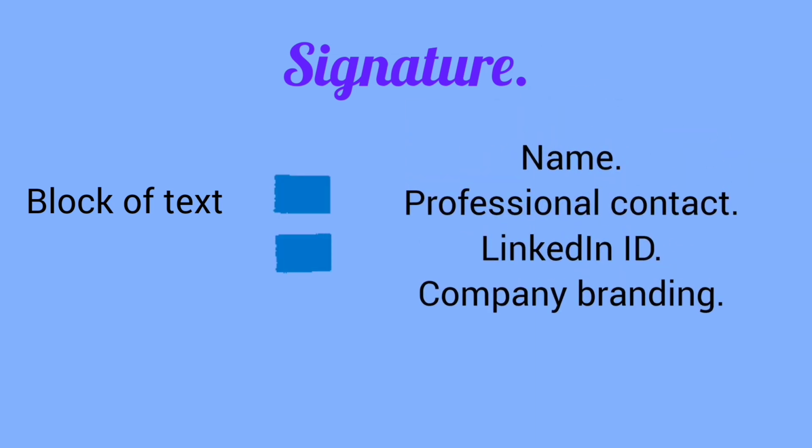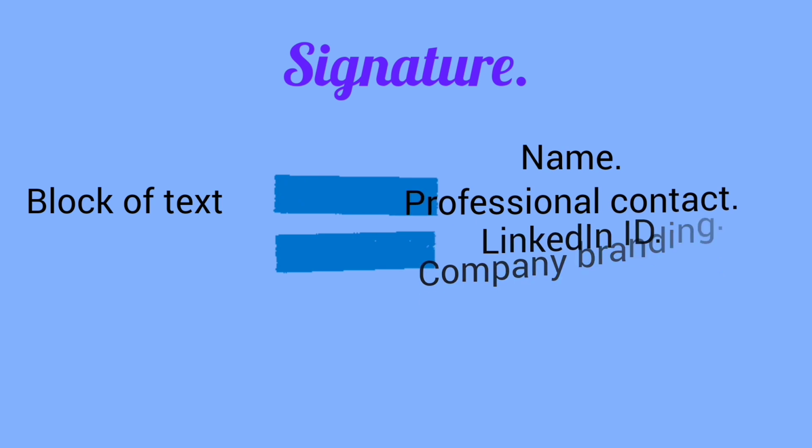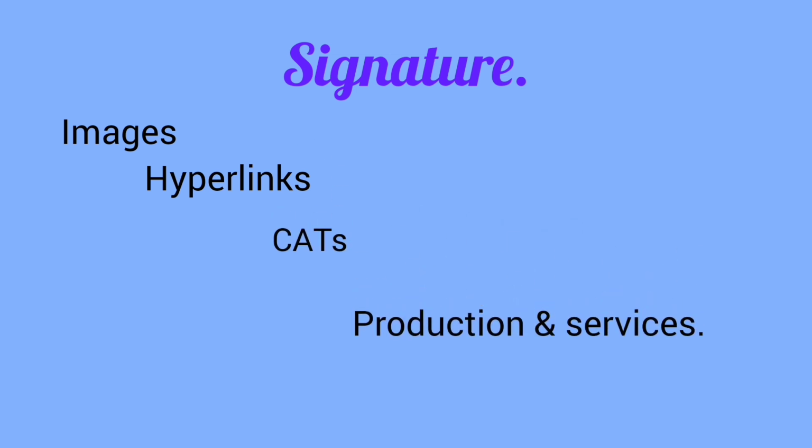The last step of the professional email is the signature. It's a block of text at the end of the email which includes your name, professional contact details, meaning phone number or email, and also your LinkedIn ID if you have one, and company branding. Some email signatures also contain images, hyperlinks, clickable calls to action, and also products and services relevant to the email recipient.